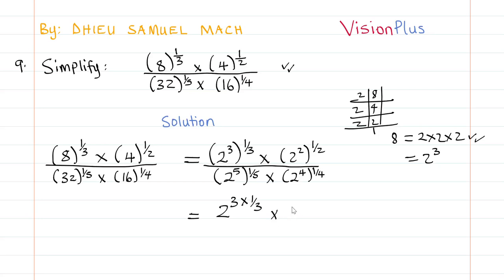times 2 raised to the power 2 times 1 out of 2. Then we divide all of them by 2 raised to power 5 times 1 out of 5. And then times on the denominator here, we have 4 power 4 times 1 out of 4. So the law says if a number with a power is raised to another power, the new power is the multiplication of the two powers.